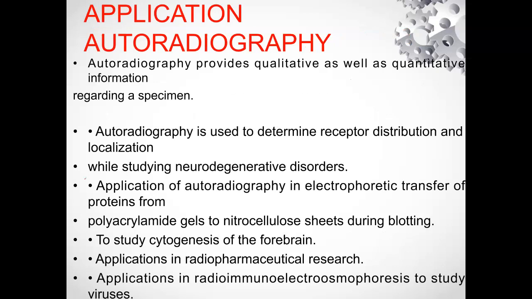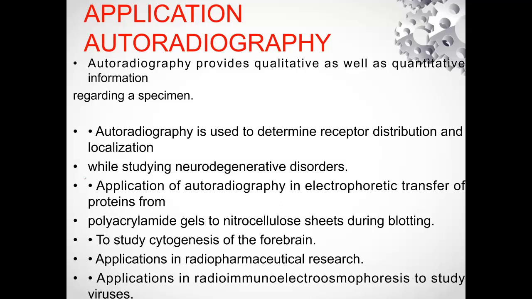So let's look at the applications of autoradiography. Autoradiography provides qualitative as well as quantitative information regarding a specimen. It is used to determine receptor distribution and localization. For example, if you want to know the amount of receptor on a particular cell surface, we can use autoradiography to determine it.